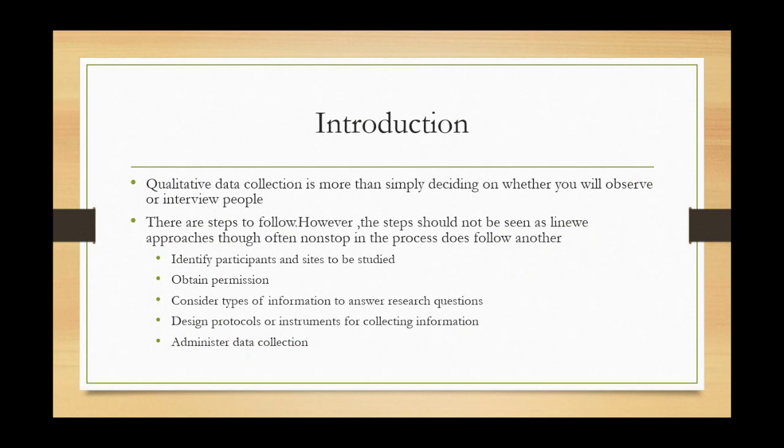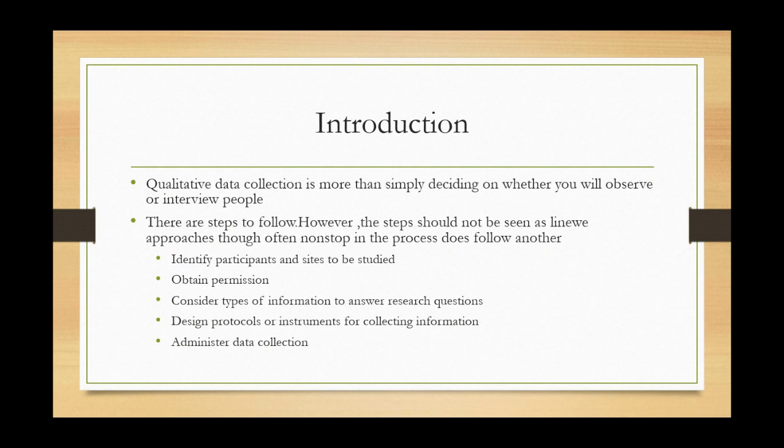The first step: you have to identify participants and sites to be studied, and also engage them in the sampling strategy that will best help you understand your central phenomena and the research questions you are asking. So as the first step, we identify participants and sites to be studied. Here you will also decide on the sampling strategy that you will use, and the one you select will be the one that helps you understand your central phenomena or answer the research questions that you are asking.